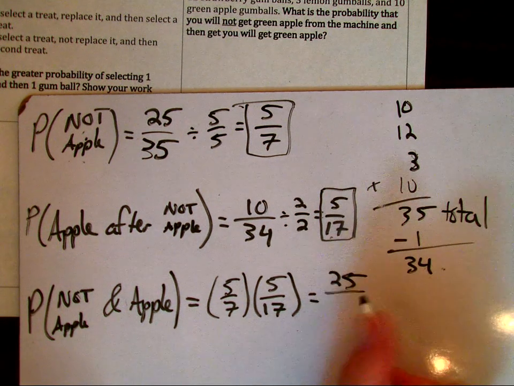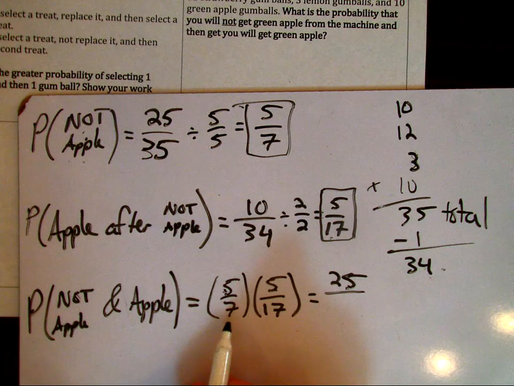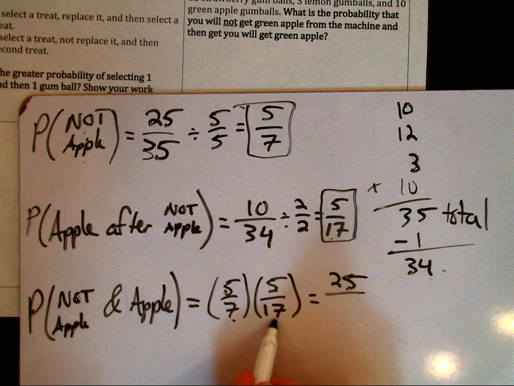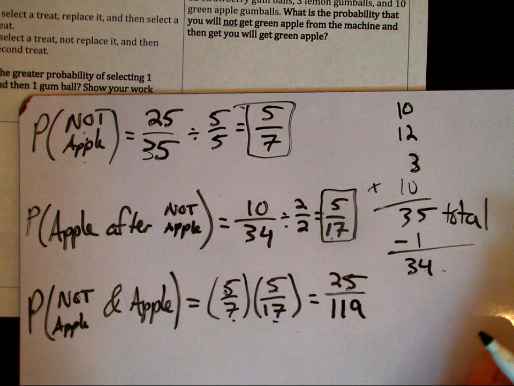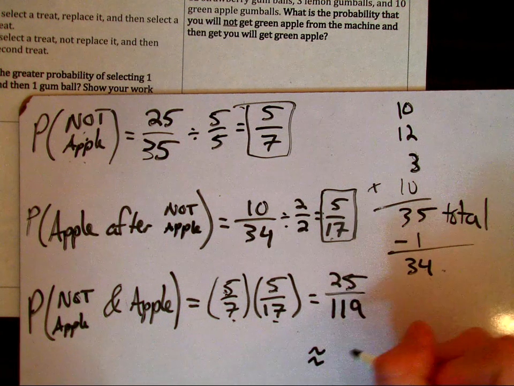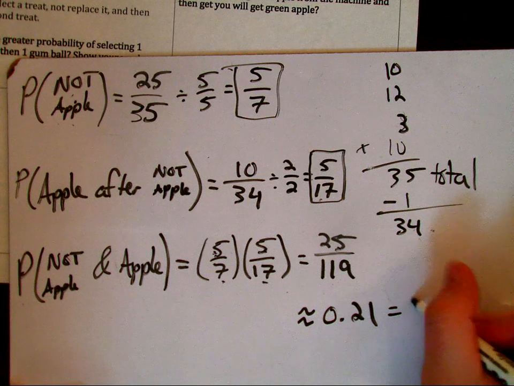Multiply the numerators: 5 times 5 is 25. Multiply the denominators: 7 times 17 is 119, which would give you about 0.21, which is 21%.